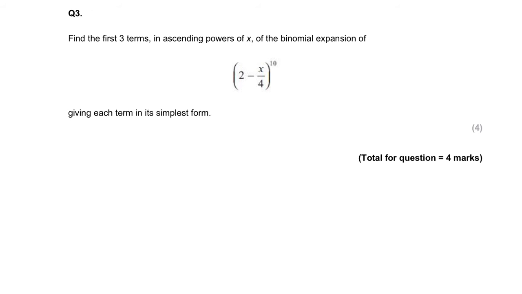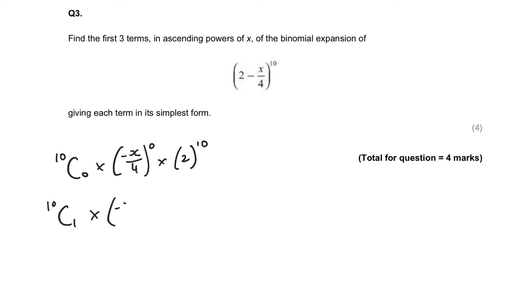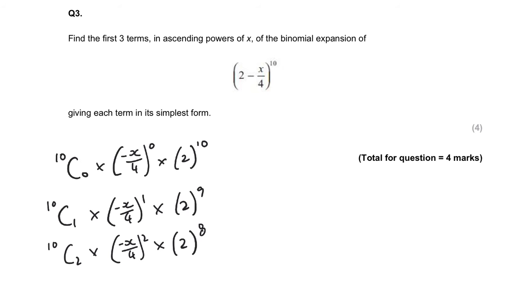Okay, question 3 is really similar to question 1 in terms of the first part. Just make sure that you take the minus with it. So the first 3 terms, 10C0 multiplied by minus x over 4 to the power of 0 times 2 to the power of 10. 10C1 times minus x over 4 to the power of 1 times 2 to the power of 9. And then 10C2 times minus x over 4 squared times 2 to the power of 8.